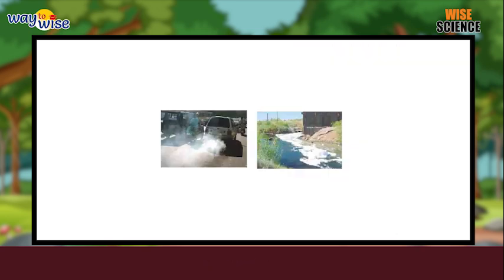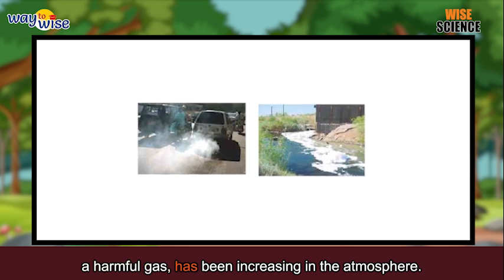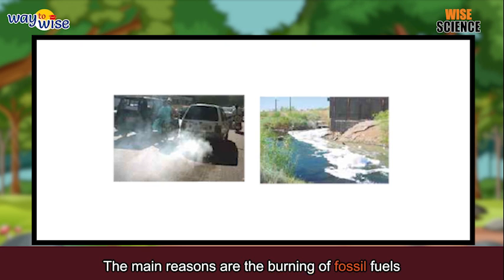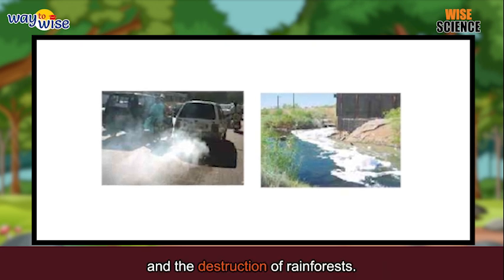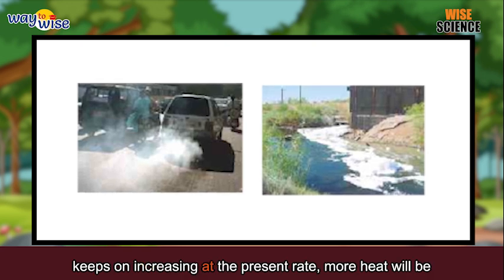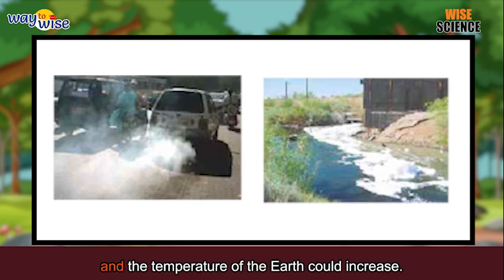Carbon dioxide. The content of carbon dioxide, a harmful gas, has been increasing in the atmosphere. The main reasons are the burning of fossil fuels and the destruction of rainforests. If carbon dioxide keeps on increasing at the present rate, more heat will be trapped in the atmosphere and the temperature of the Earth could increase.